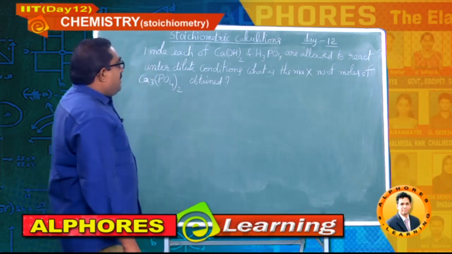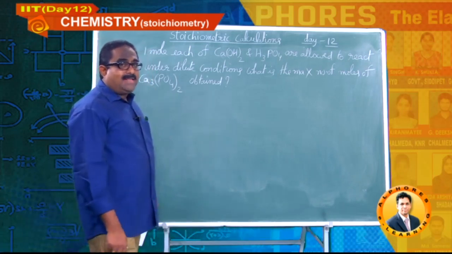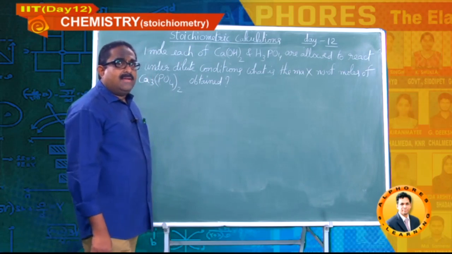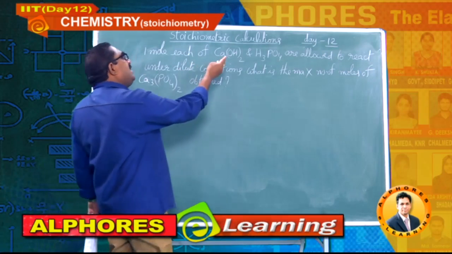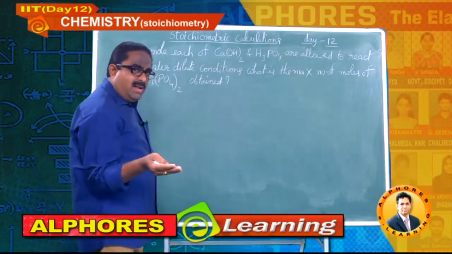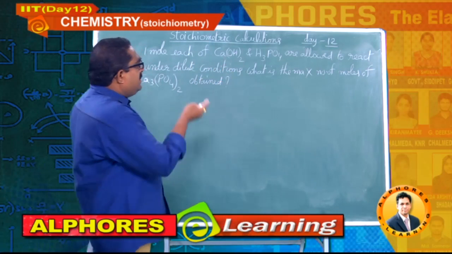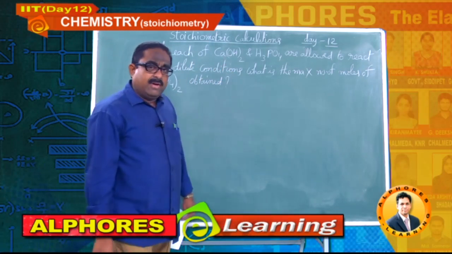So first of all, we need the balanced chemical equation. No need to remember all the equations. Simply based on the given reactants and products, we can write the chemical equation, no problem. This is also a simple acid base reaction.